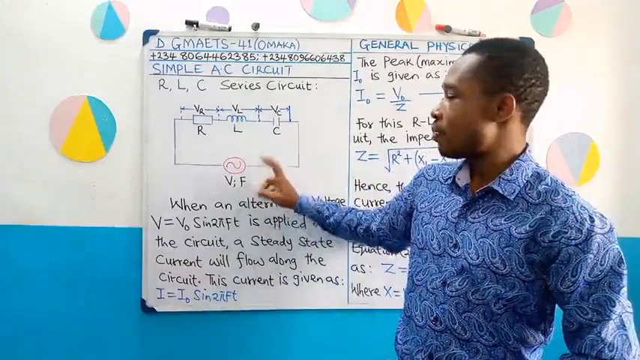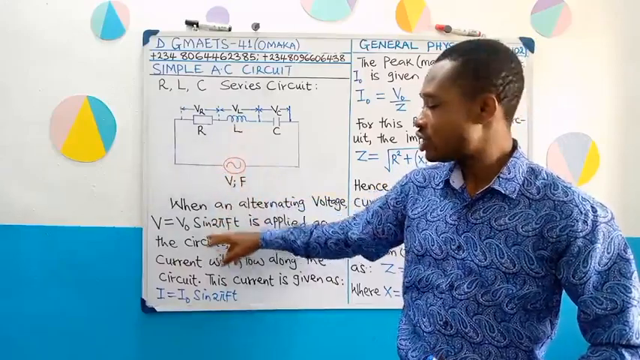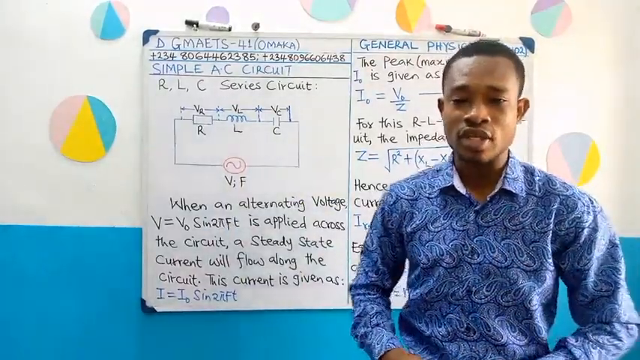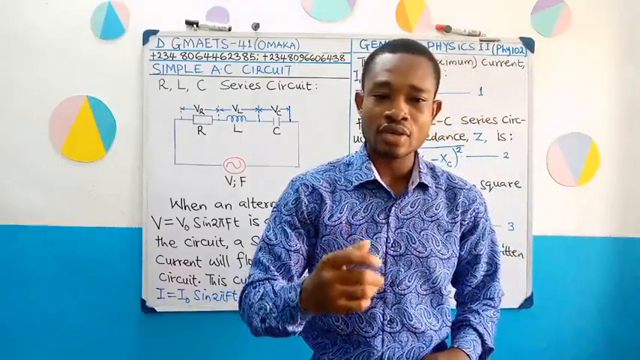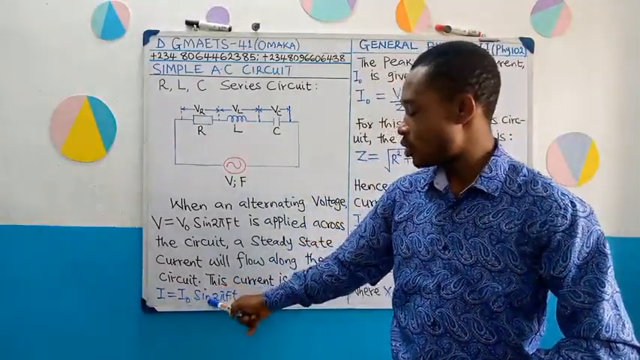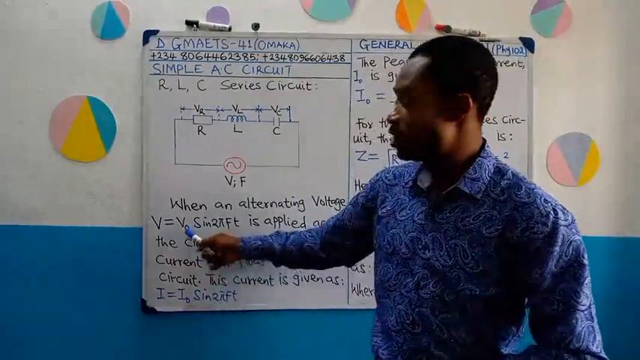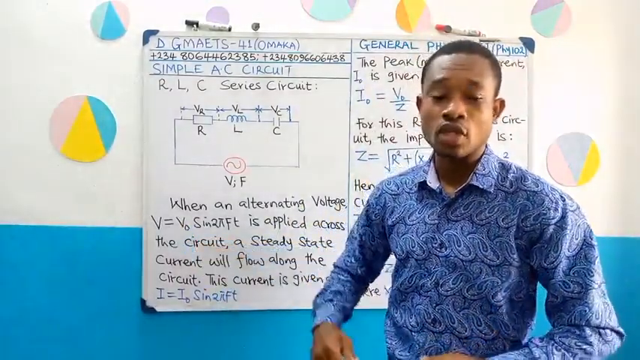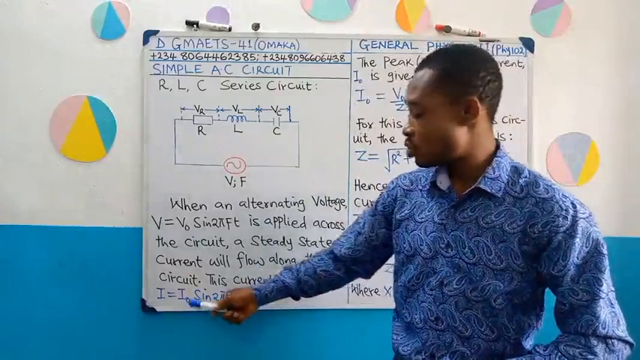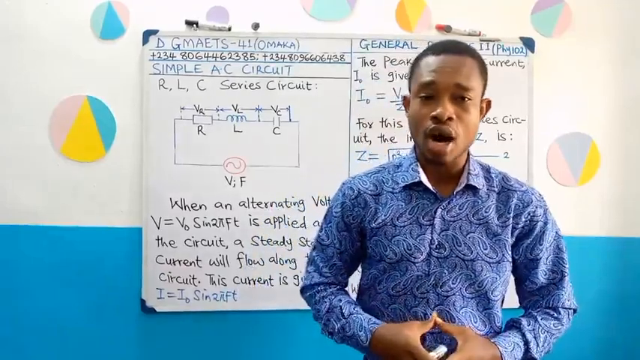Now, when you apply a voltage across this circuit, the voltage given as V sub 0 sine 2 pi ft, where f is the frequency, it is going to drive an instantaneous current. That instantaneous current is given by I equals I sub 0 sine 2 pi ft. Is that okay? Now this V sub 0 is our peak voltage, also known as the maximum voltage. And coming to current as well, I sub 0 is known as the peak current, also known as the maximum current.